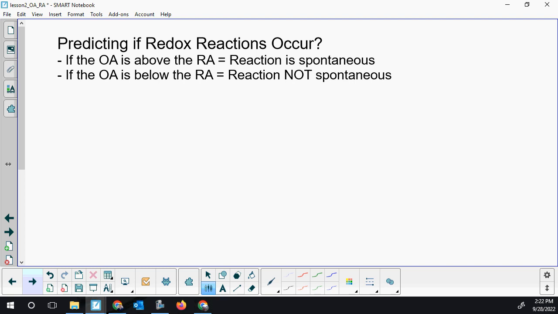This is not greater or less than 50%. This is a yes or no. If the oxidizing agent is above the reducing agent, so that would look like OA up high, you're going down and to the right to the other column to find the RA. That's the order. Table-wise, we find our two chemicals. The reaction will just happen on its own, under standard conditions.